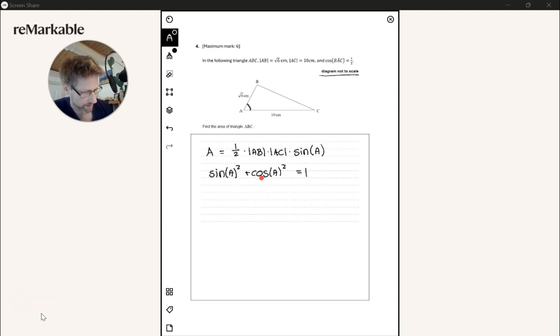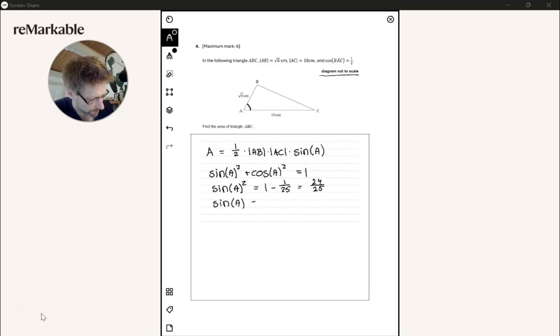And if we put in that we know the cosine is 1 over 5, then it says that sine of A squared is equal to 1 minus the square of the cosine, so that's 1 minus 1 over 25. So we get, this is 25 over 25, so we get 24 over 25. And then we take a square root to get the sine.